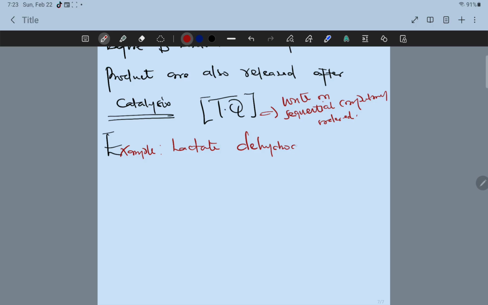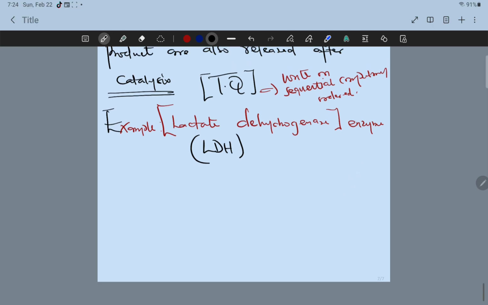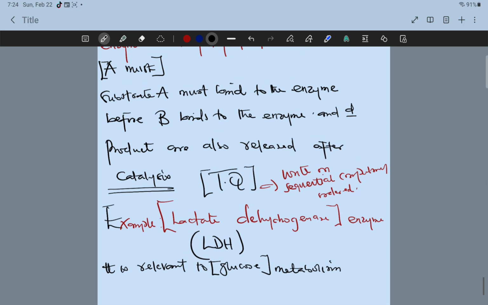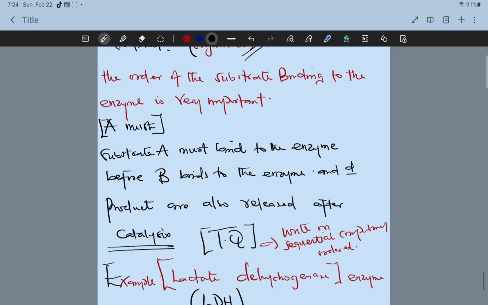The lactate dehydrogenase. You see here, the LDH enzyme is also known as LDH. Here, the enzyme is very relevant to glucose metabolism, LDH. And then LDH exhibits this particular mechanism. This is what we call the sequential compulsorily ordered.